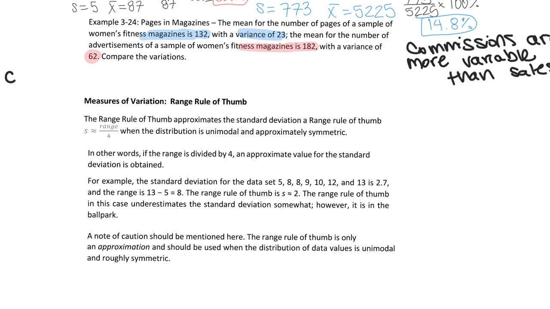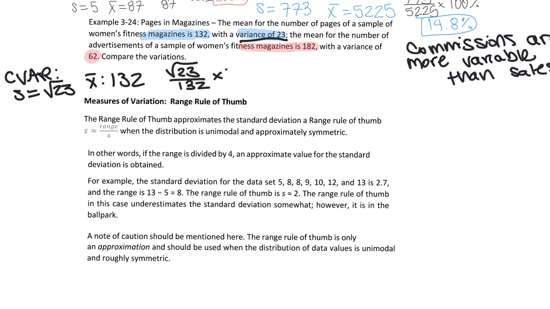So my CVAR would be equal to S, which would be the square root of 23 because the variance is 23, but I can easily make that into standard deviation by putting the square root on it. And then my average is 132. And so my CVAR is going to be the square root of 23 over 132 times 100%.